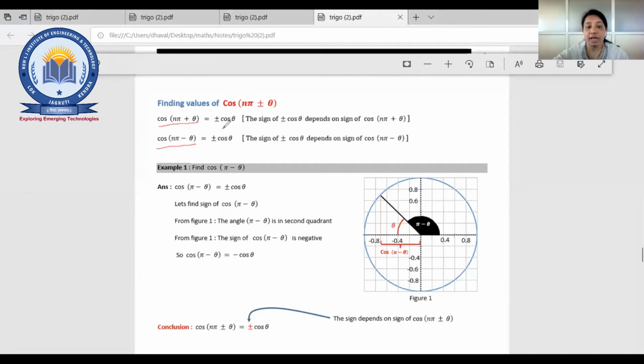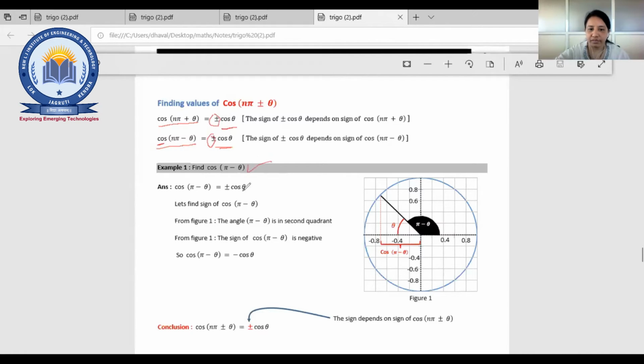Right side we are having the same function. That is what? Cos theta. If it is pi by 2 plus or minus something, then the right side function will reverse. That means cos becomes sine, sine becomes cos, right? But in this case, the right side will be the same function as the left side. The sign depends upon the left side function. That means what? Cos. Okay.